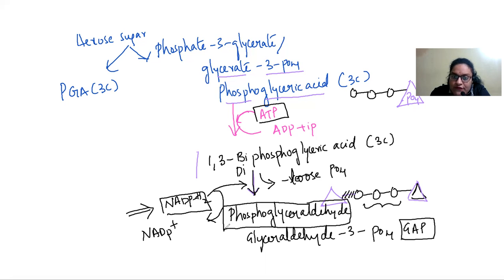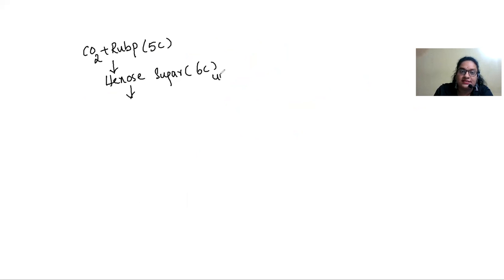which is going to form the glucose molecules. Okay, let me come here and give you one simple cycle. The first thing is the carbon dioxide with the ribulose bisphosphate, which is called RuBP, a 5-carbon sugar, which forms an unstable sugar, which was called a hexose sugar, a 6-carbon atom compound, which was highly unstable. And this has been split into two molecules of phosphoglyceric acid, which is a 3-carbon atom compound.